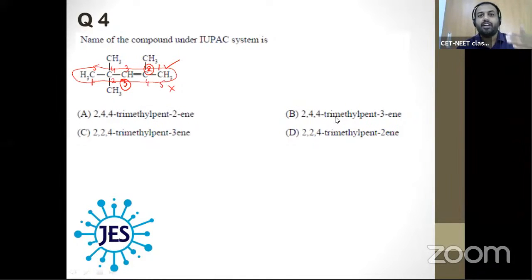And we have also identified the right way of numbering. So it must be the one I have put a tick mark on, 1, 2. Then the double bond position is 2. Therefore it must be a pent-2-ene.